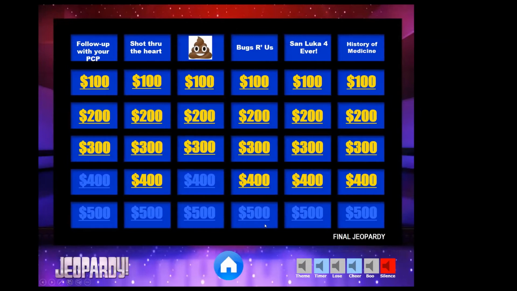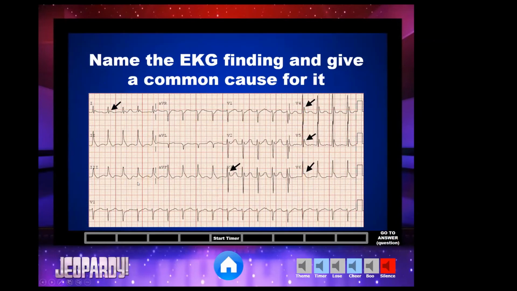Next is team 3 again. Abhinav? All right, give me one second. We want to go Shot Through the Heart for 400. Shot Through the Heart for 400. All right, name the EKG finding and give a common cause for this finding. Start.